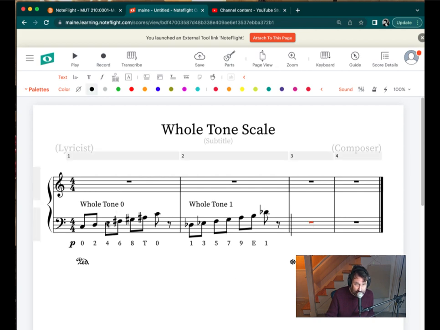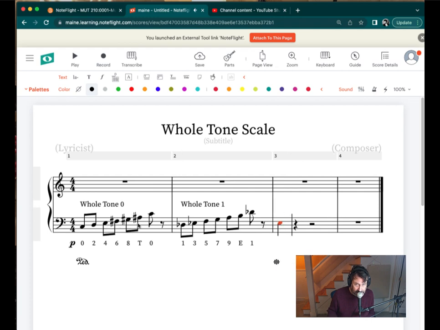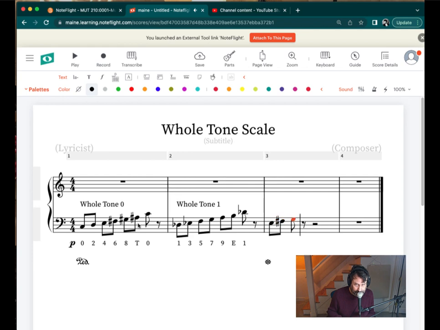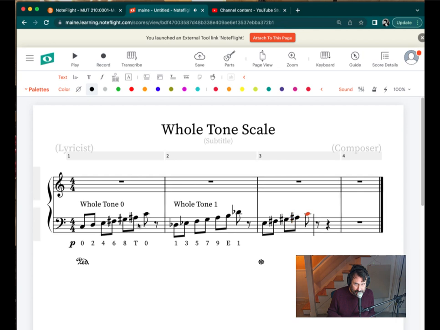Let's say I start this scale on E, right? Here's E. I'm going to start on E. We'll go to F sharp, G sharp, E sharp, C, D, back to E, right? This is whole tone what? Not 4. Even though E is 4, this is whole tone 0, right?